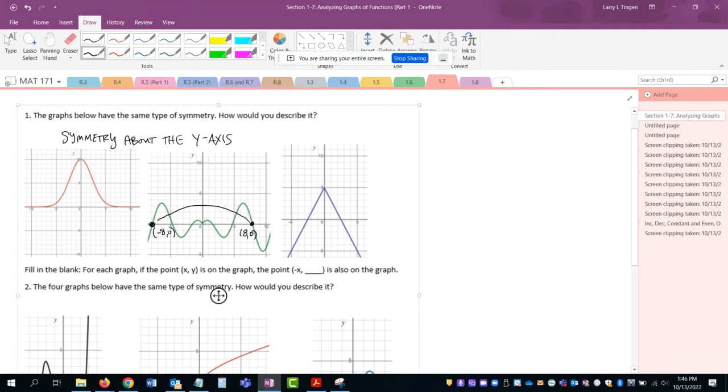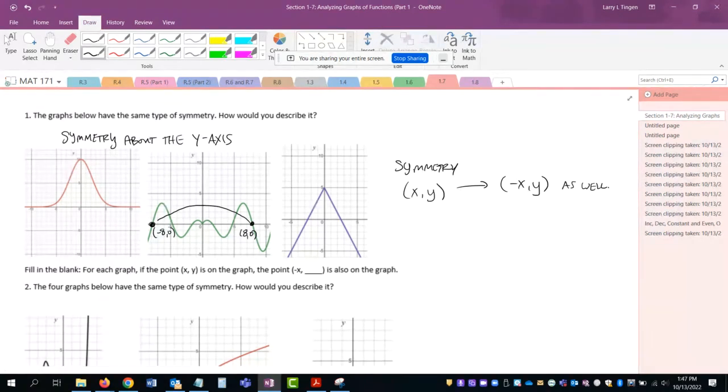If this point is here, then its partner on the other side has to be in there as well. So the symmetry looks like this. If I start out with x, y, I know I must have negative x, y as well. All right, so that's symmetry about the y-axis.